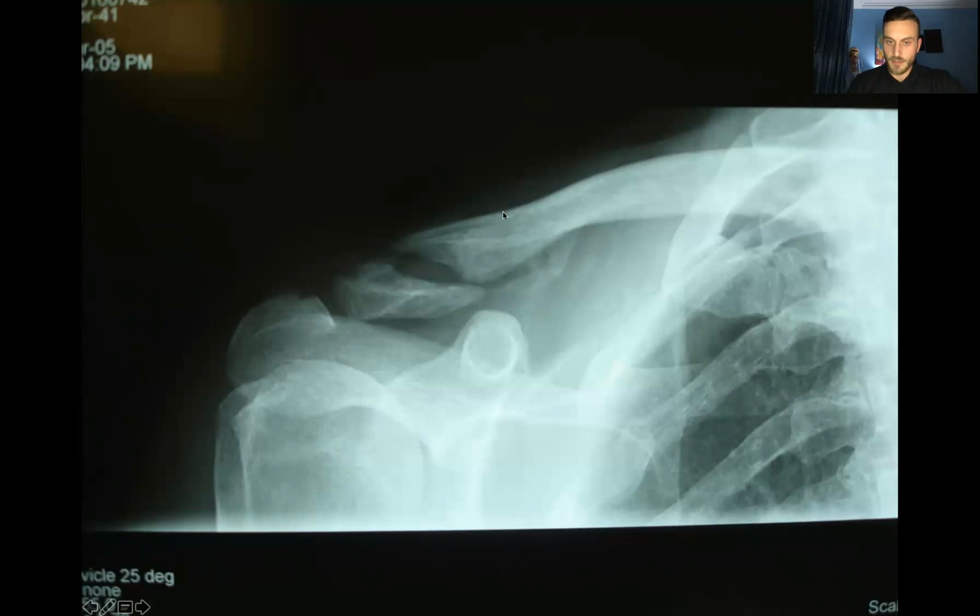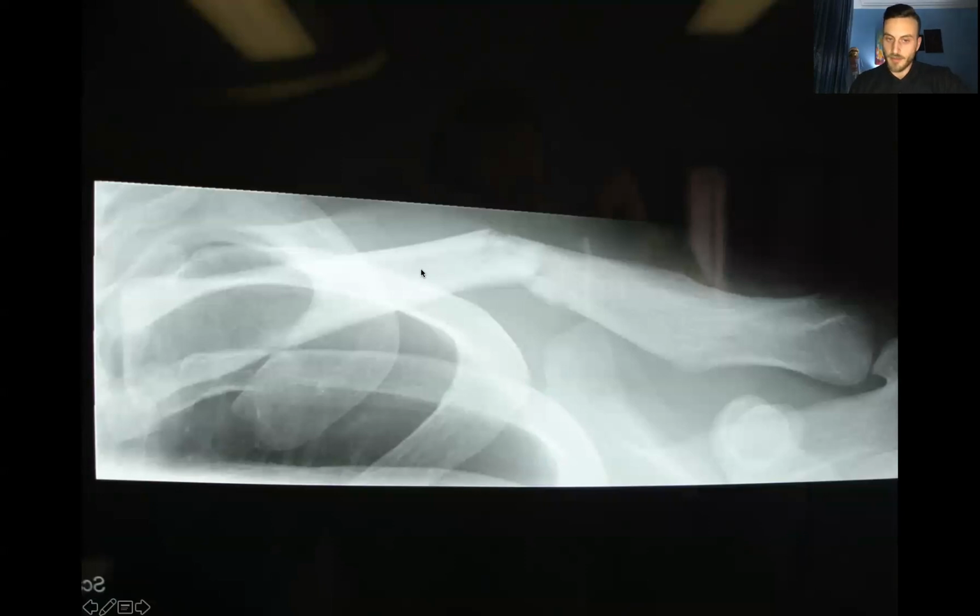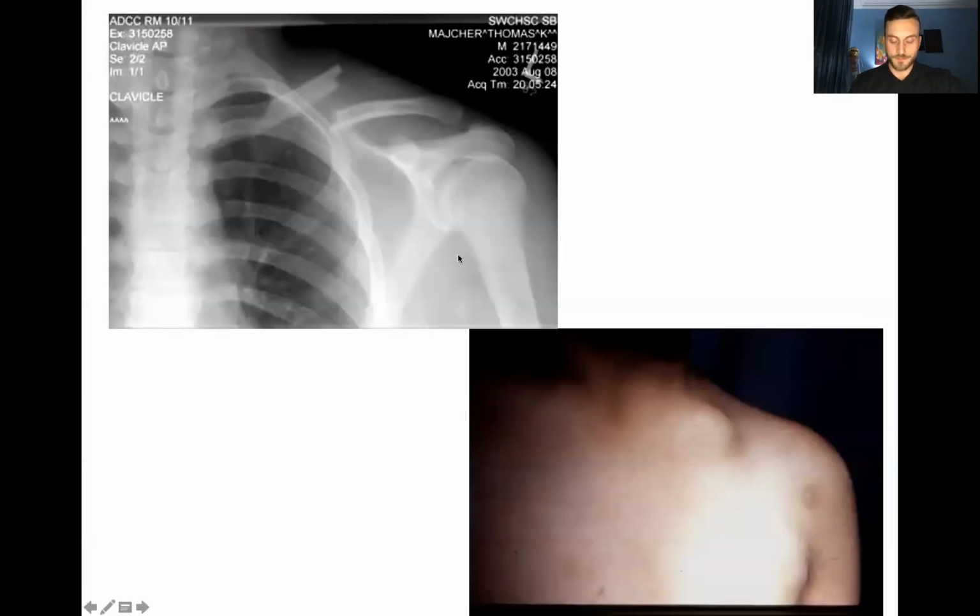This is the clavicle. Okay, this is the acromioclavicular joint and the coracoclavicular. This is a fracture here in the distal 1/3. This is another fracture in the clavicle. It's in the middle 1/3. It's angulated a bit. Okay, it's not displaced. So this fracture can be treated conservatively, for example.